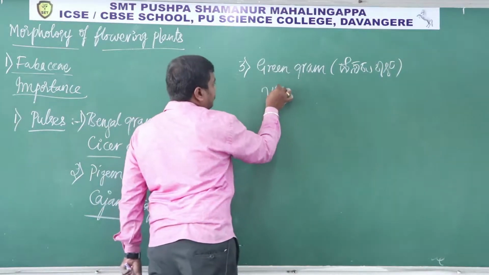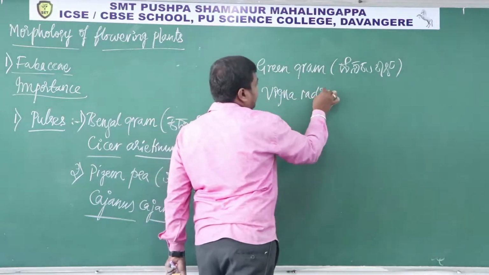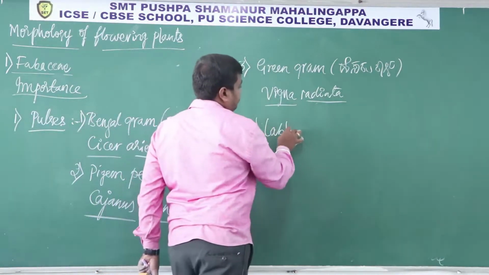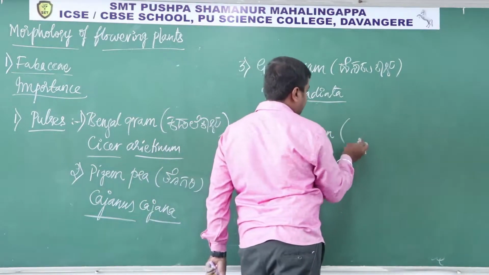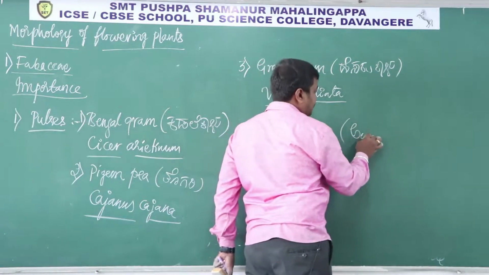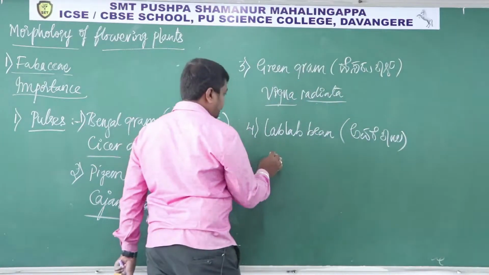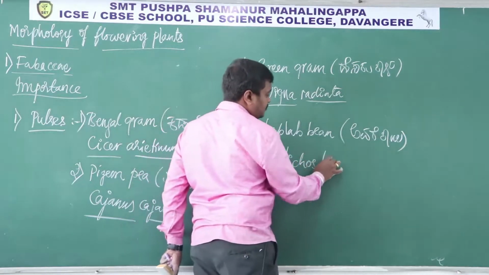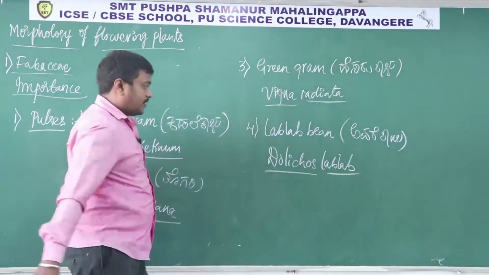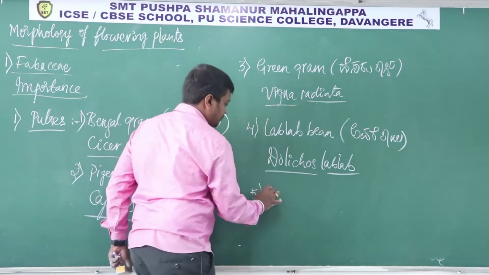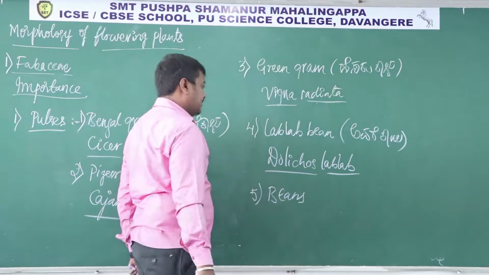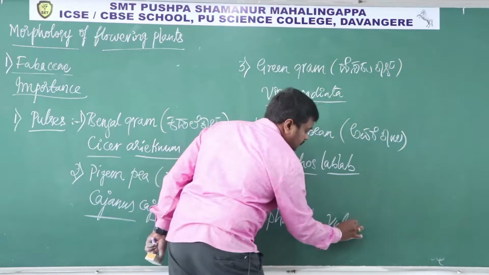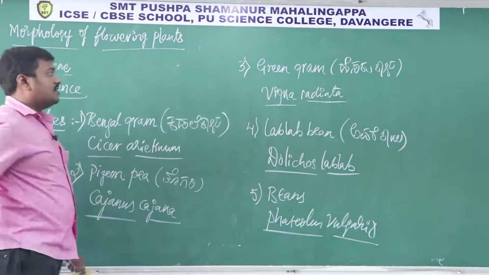In Kannada it is hesarukalu, and its scientific name is Vigna radiata. Then lab bean. Okay, so lab bean, that is avarekai. So this is Dolichos lablab. Okay. Yeah. Then beans. Actually it is French bean, and the actual beans is Phaseolus vulgaris.